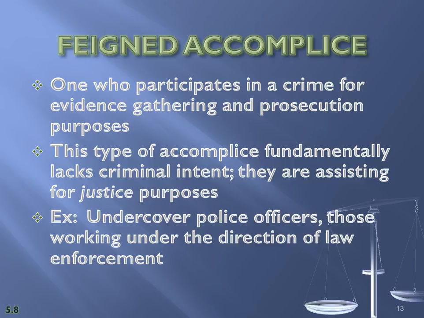This is one who participates in a crime for evidence gathering and prosecution purposes. This type of accomplice fundamentally lacks criminal intent because they're assisting for justice purposes, meaning maybe undercover police officers, those working under the direction of law enforcement. So let's say you had an informant that went in and was actually there watching somebody commit a crime or packaging narcotics before they go sell a bunch of drugs, but they're informing for you as a law enforcement officer. They're working for the police. That's a feigned accomplice. While they are technically committing a crime, they fall underneath the feigned accomplice rule, if you will. So hopefully that clears that one up as well.